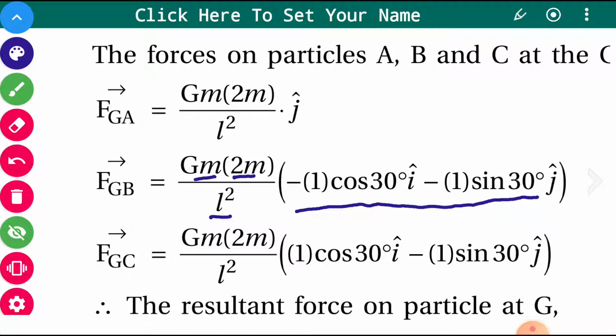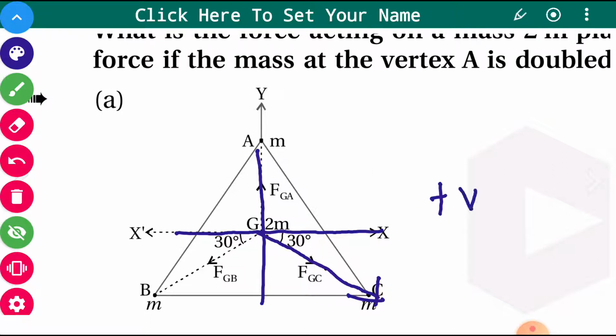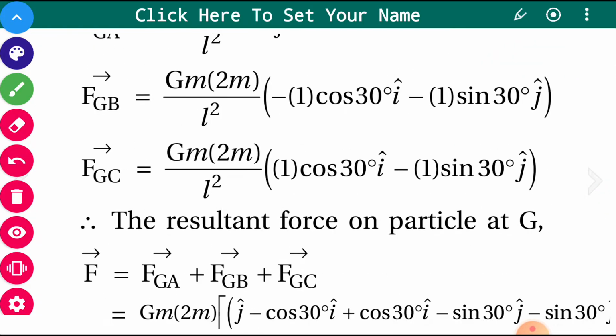Similarly, force on G by C. You can see force on G by C is in this direction. If you consider the Cartesian coordinate system, then this is in the fourth quadrant, so its x component will be positive and its y component will be negative. A similar expression is written for force on G by C: cos 30 i cap, that is positive, minus sin 30 j cap, that is negative.